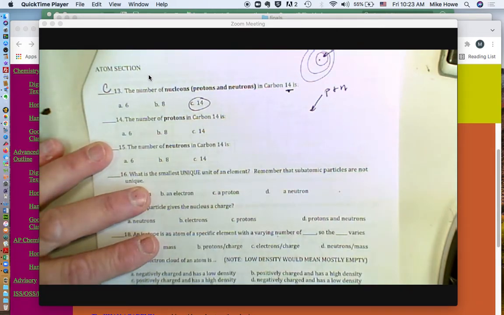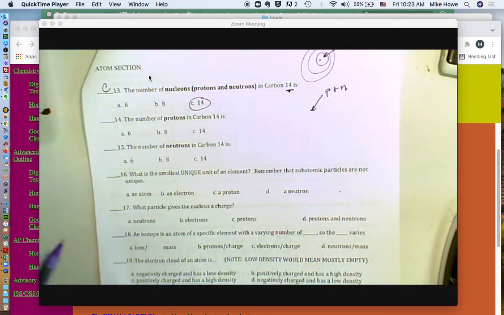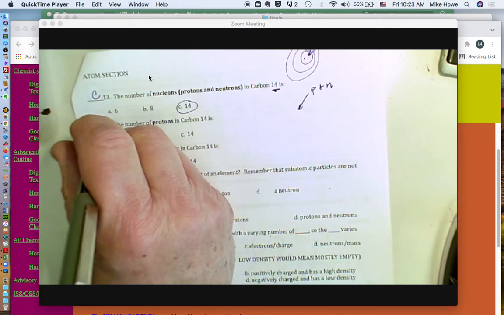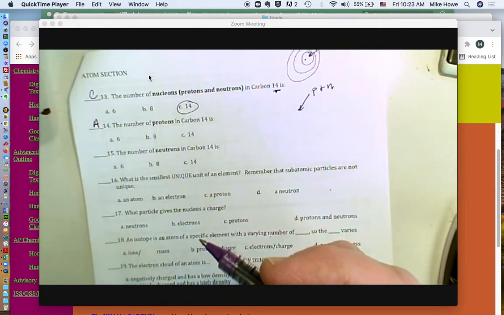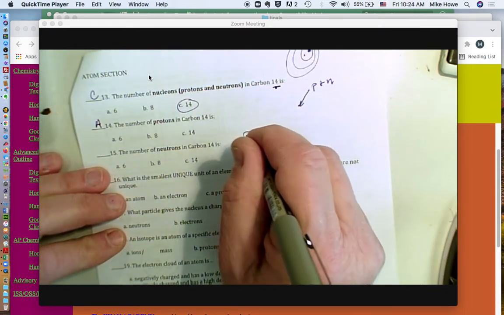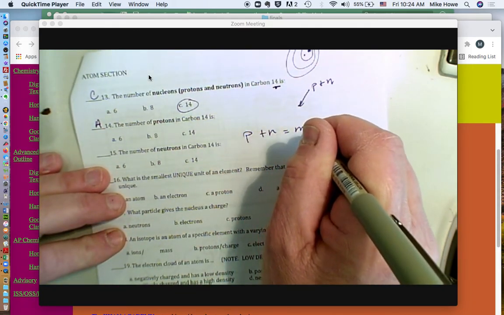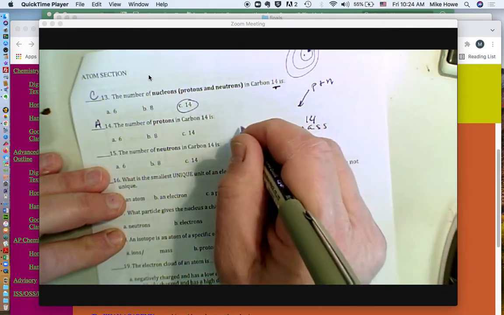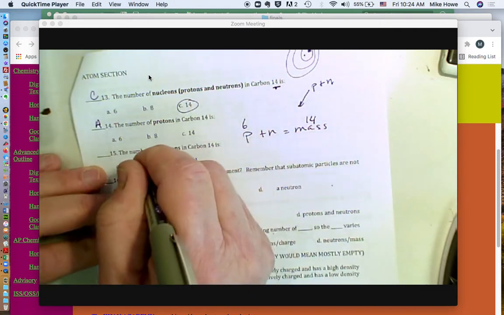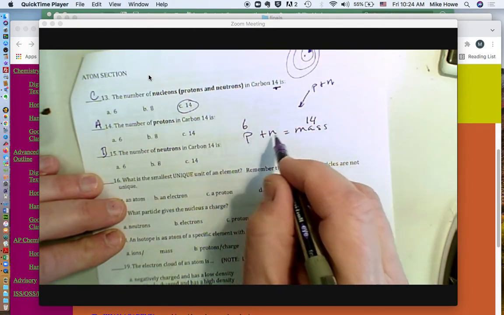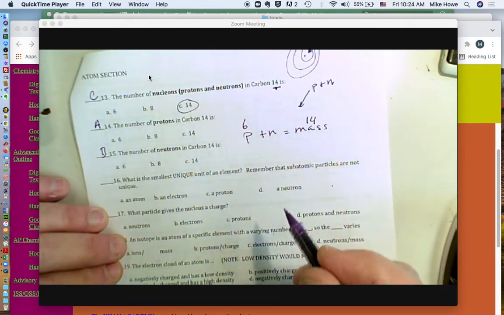The protons for carbon is 6. And here's how you know. You go to the periodic table and the number right there is a 6. That's how many protons it has. That number can't change. If that number changes, then it's not carbon anymore. Number of neutrons, you know that the protons plus the neutrons is the mass. And we know that 14 was our number of nucleons. And we just said there's 6 protons, so that N has to be 8. So if you subtract the protons from the mass number, you will get the neutrons.